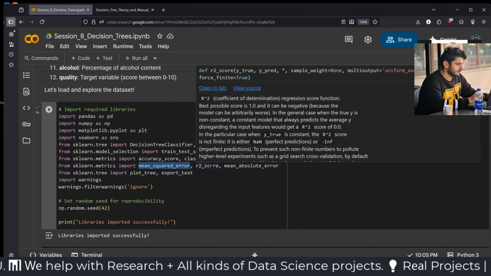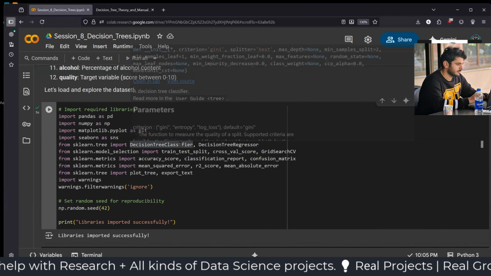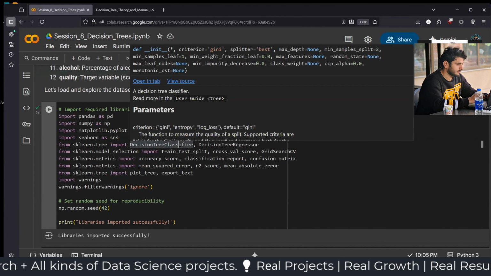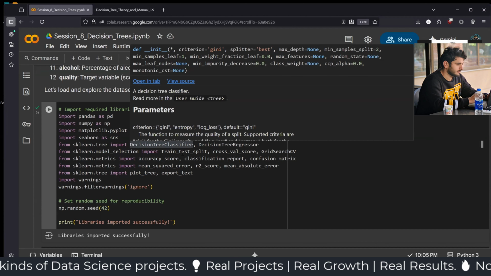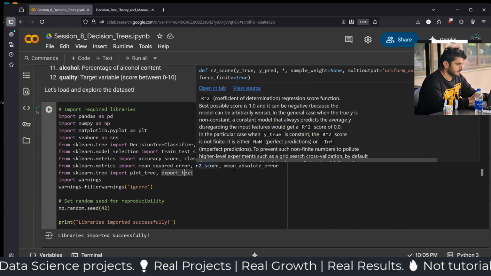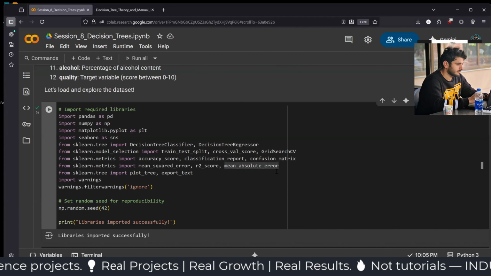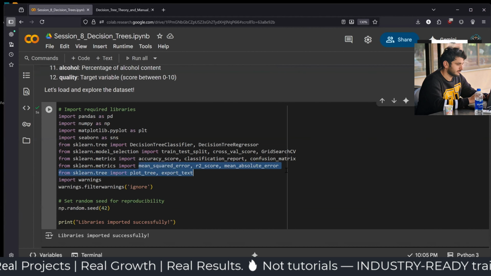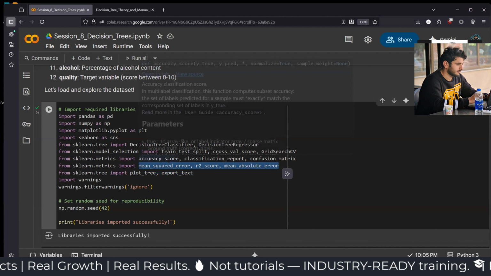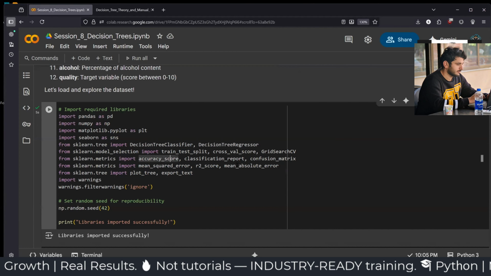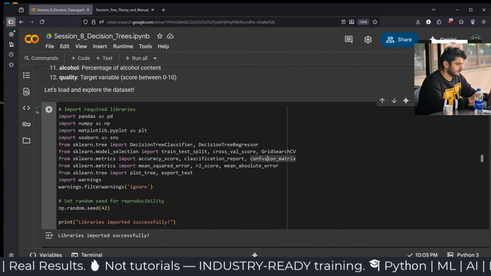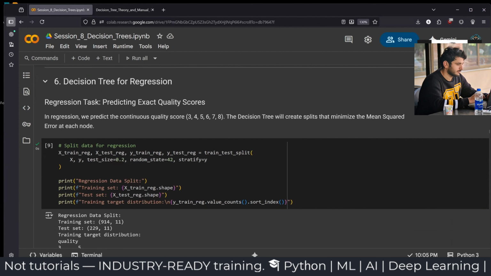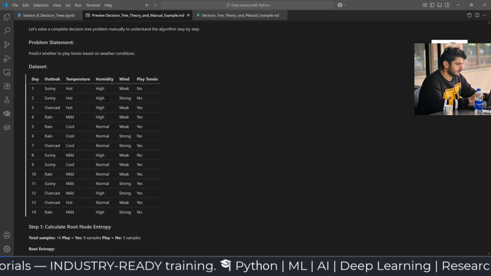Now, this is standard truth. If we are talking about a regression problem, we will always be working with mean squared error, R squared, mean absolute error, because we have a continuous number and we evaluate based on continuous metrics. Whenever we're talking about a classification problem, we will always go with confusion matrix, recall, precision, accuracy, and all that stuff.